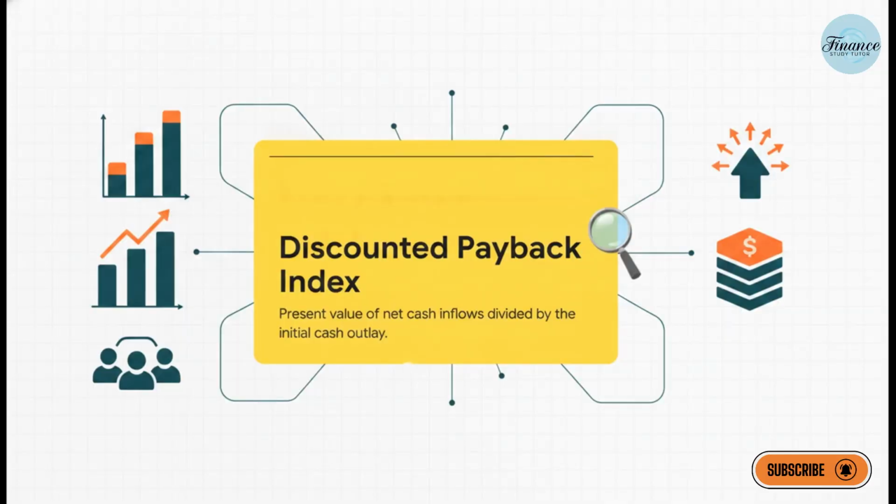Taking that concept one step further, we have the Discounted Payback Index, sometimes called the DPBI or Profitability Index. This is the present value of the net cash inflows divided by the initial cash outlay. So why do we actually care about this? Well, if capital is scarce, and let's be honest, it usually is, you really want to know exactly how many times a project recovers its initial funds. It's an absolutely brilliant way to rank competing projects when you just don't have the budget for the whole shebang.